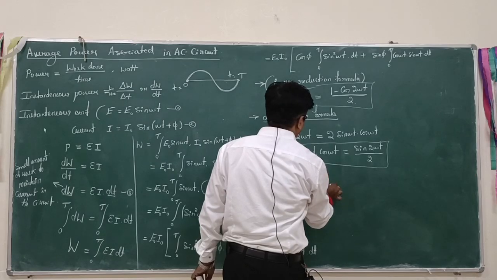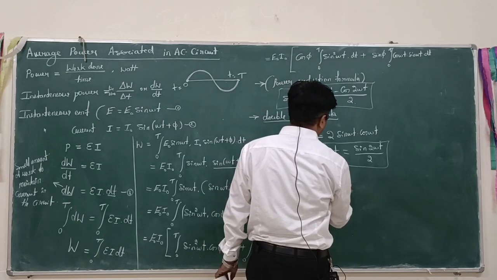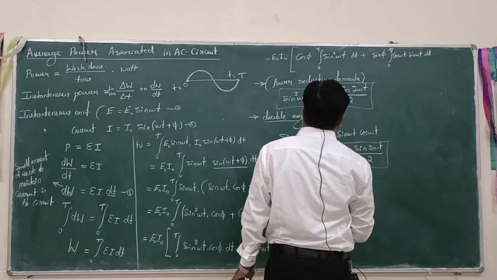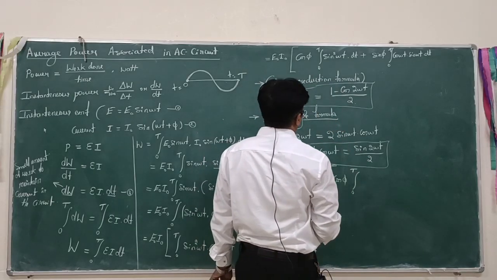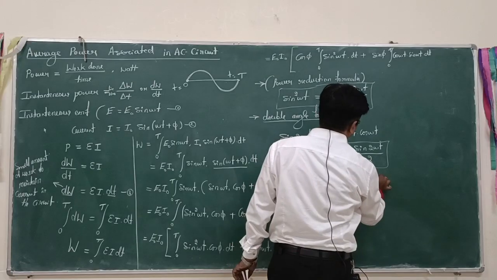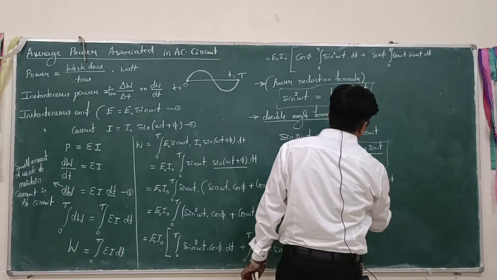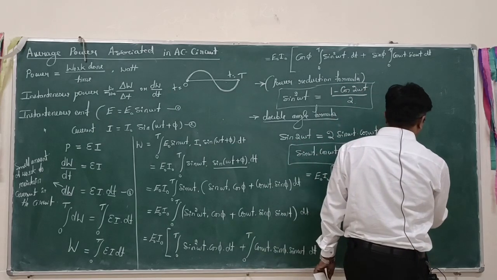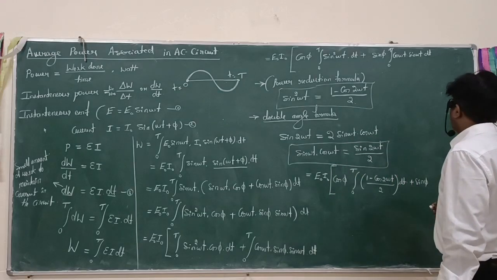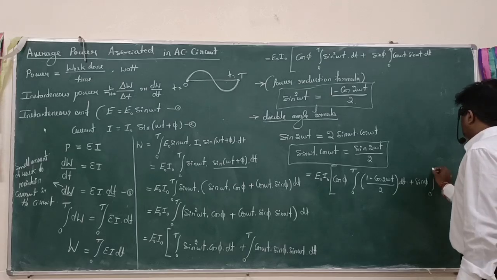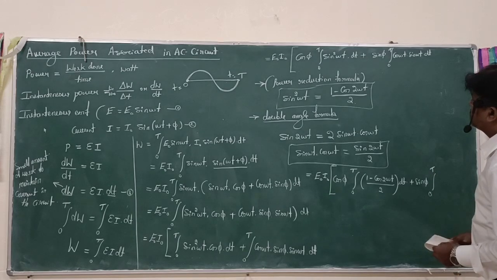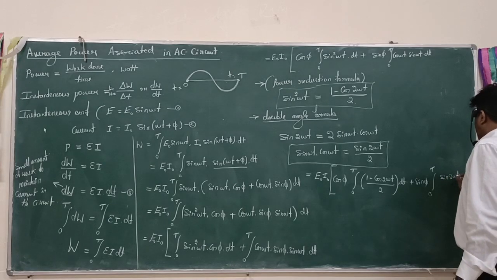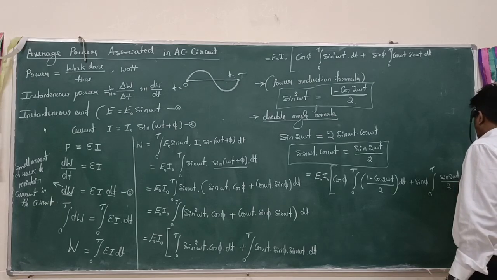E naught I naught cos phi integration from 0 to T, sin square omega t value, 1 minus cos 2 omega t divided by 2 into dt, plus sin phi integration 0 to T cos omega t sin omega t value, that is sin 2 omega t divided by 2 into dt.